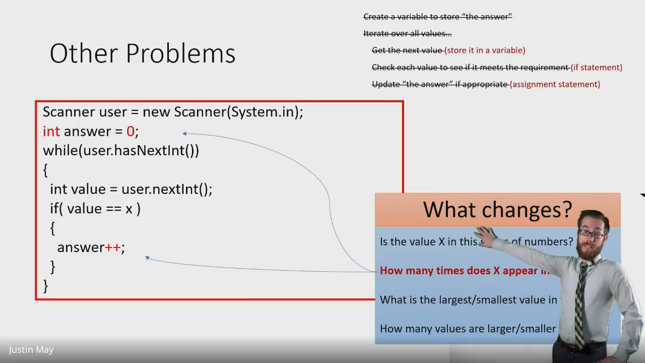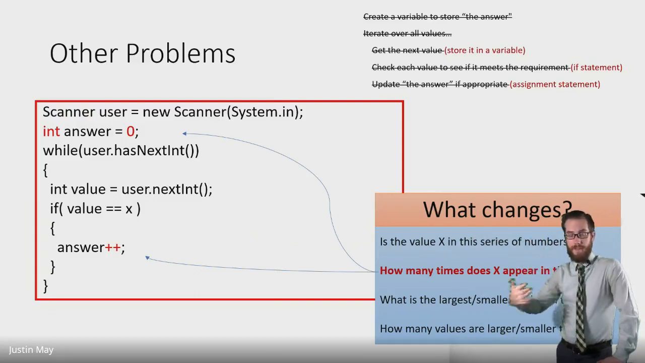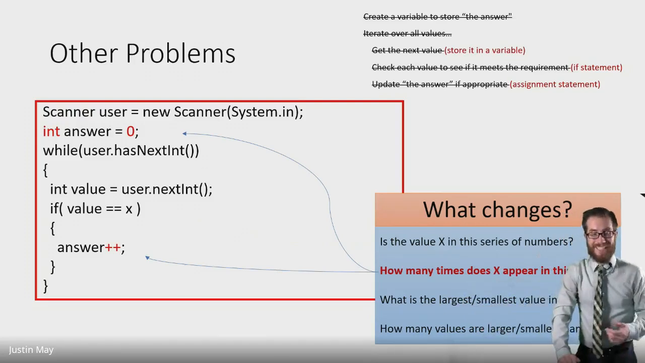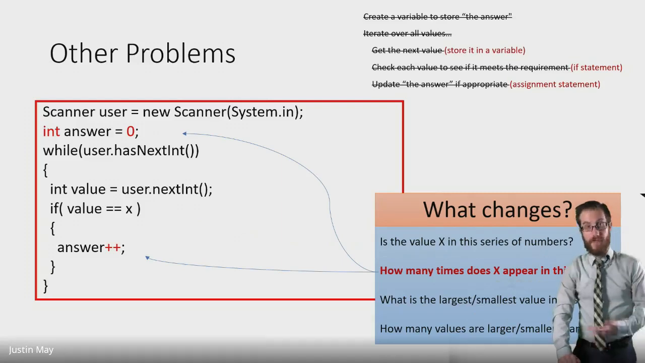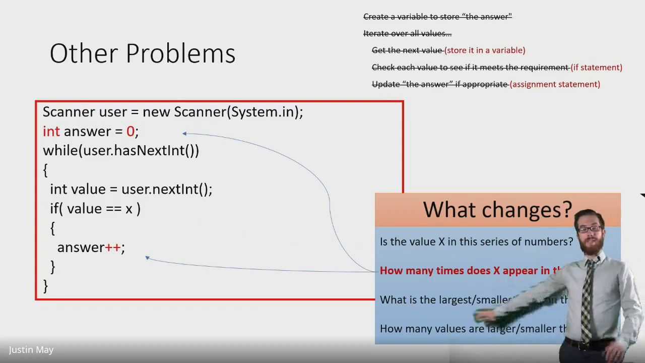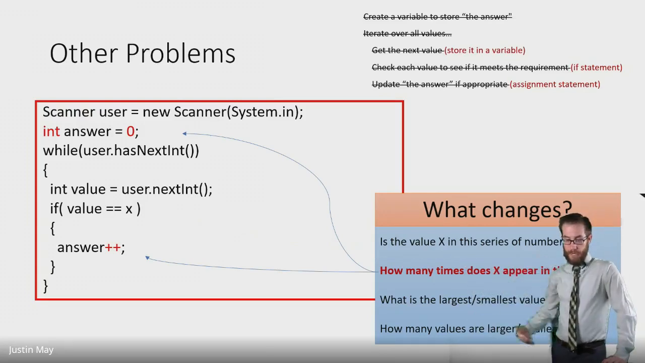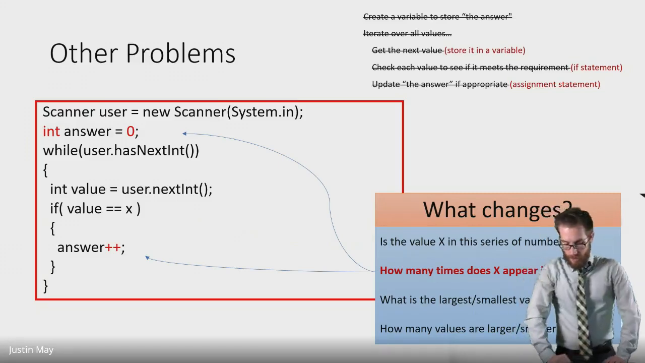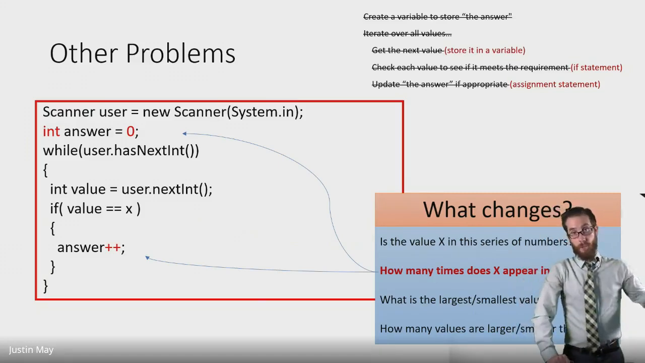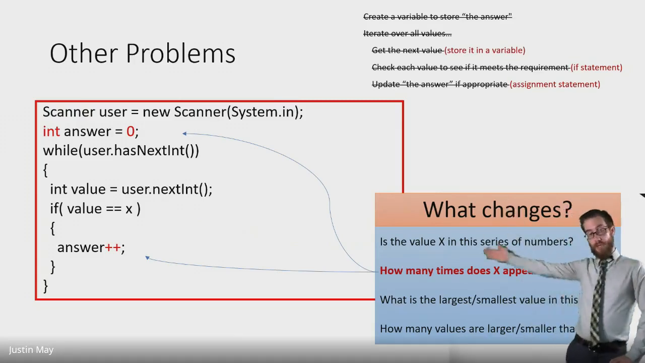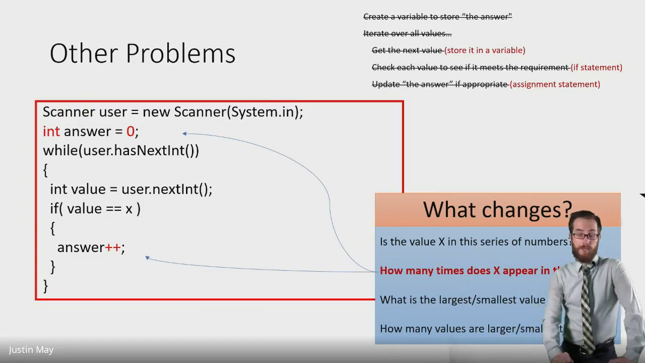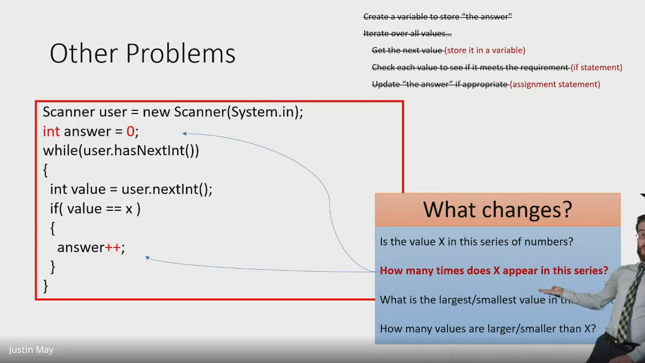Our if statement stays the same, right? We're still checking the same thing. Did the user type in the value x? But what happens if they did? We're no longer changing answer to true. Instead, we're counting. We're saying, yes, you typed in the number 7 again. So we want to increment our answer. So we add 1, we do plus plus to increment the answer by 1. So every time the user types in whatever the value of x is, our answer will get bigger by 1. So that's how you count things. And when this loop is over, when the user stops typing numbers, then our answer will tell us exactly how many times the value x was typed, which is the solution to this problem.